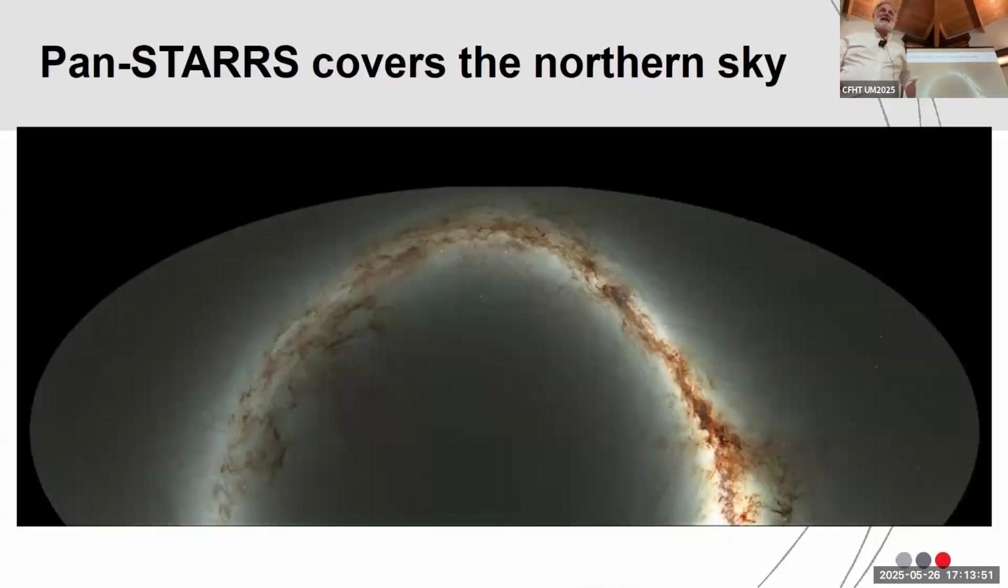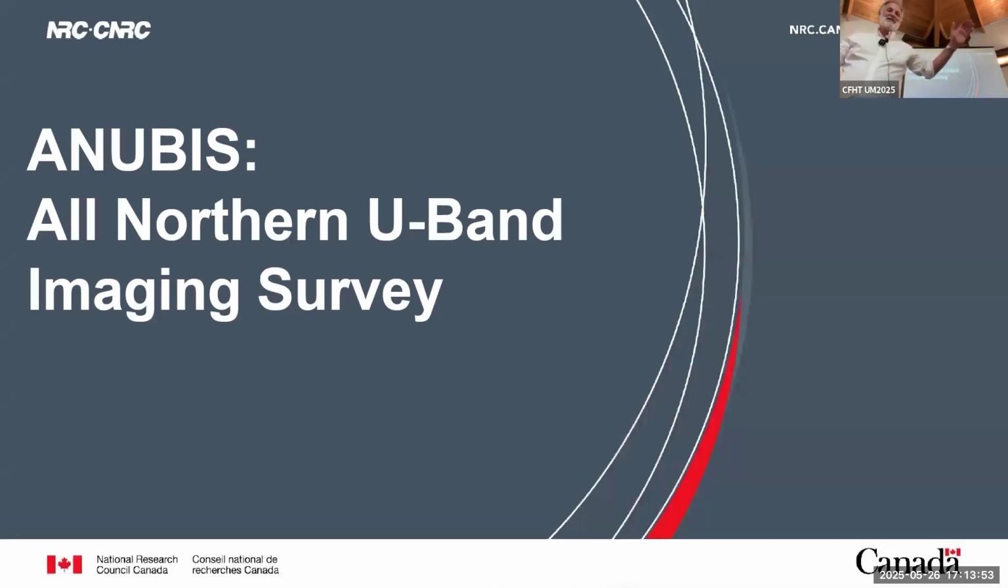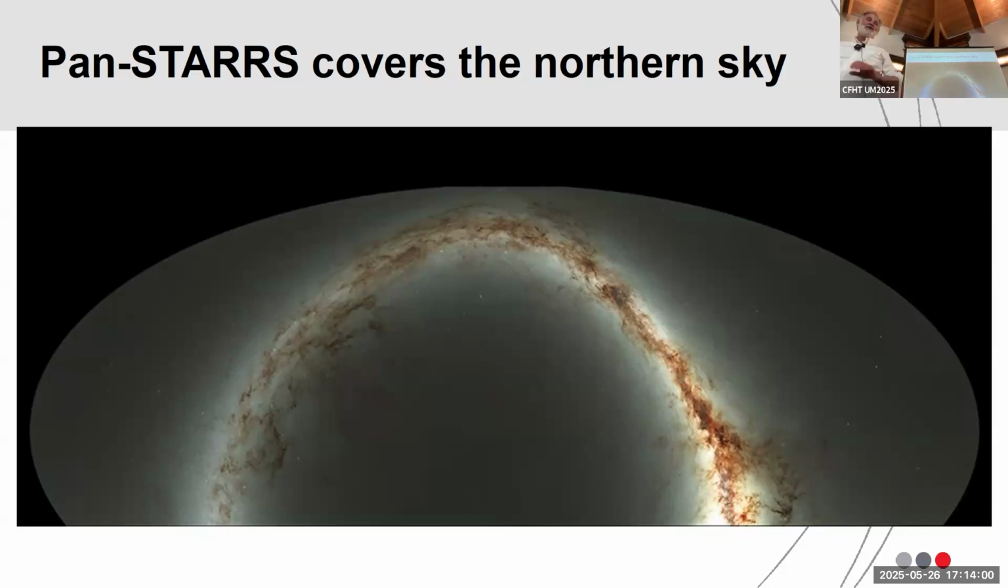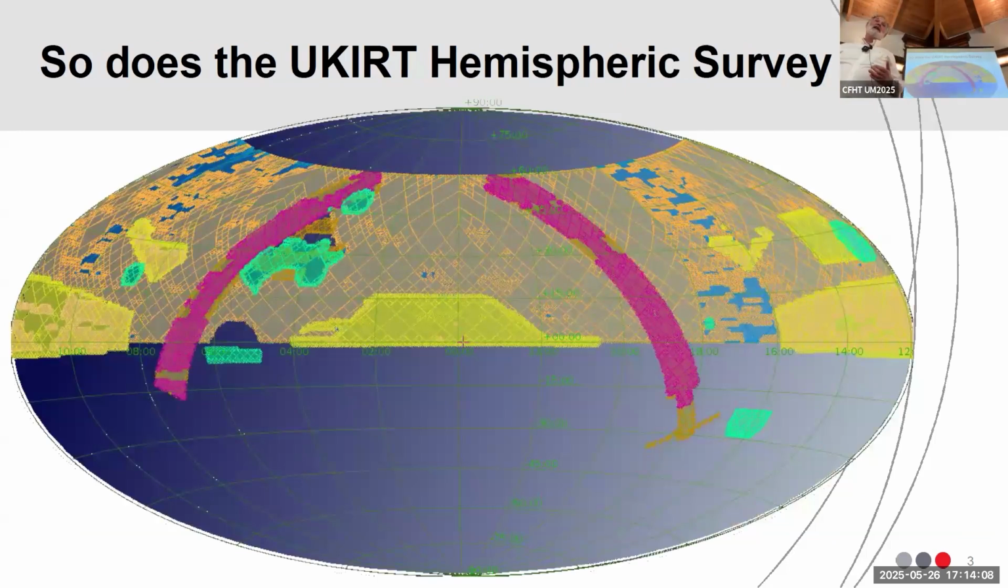The acronym says it's all Northern U-band imaging survey. And so it starts with PAN-STARRS, which covers the northern sky, and GRIZ-Y. And then there's actually J and K over the entire northern sky as well from UKIRT. It has done a series of surveys shown here that have now finally mapped out the entire northern sky.